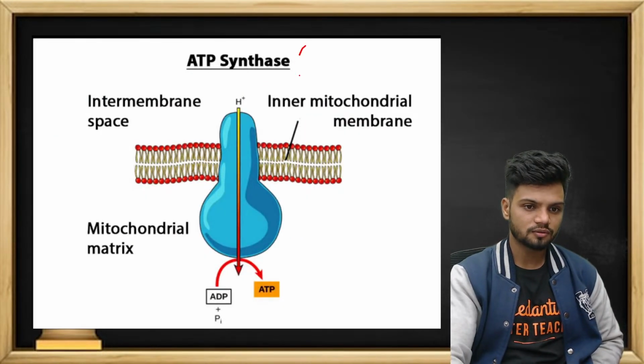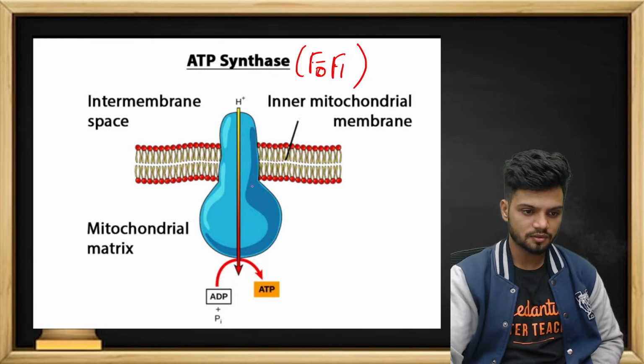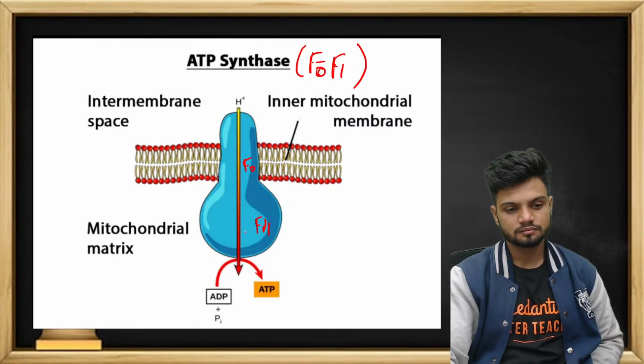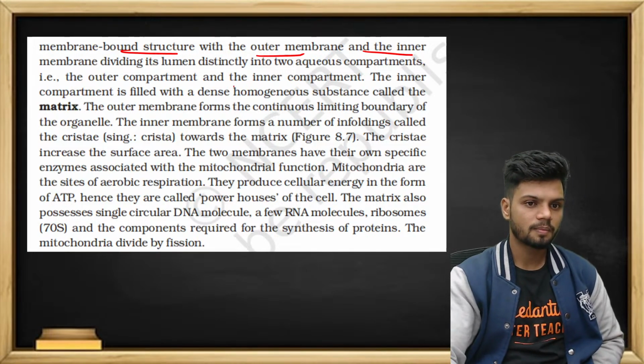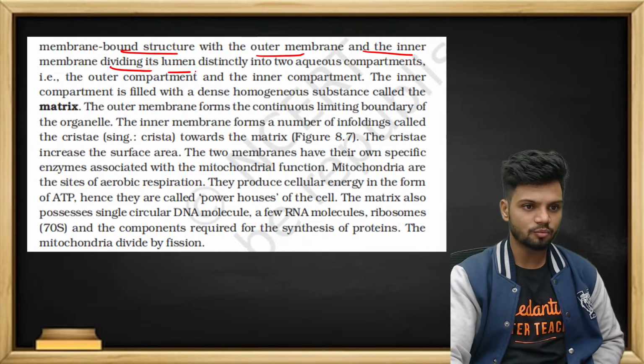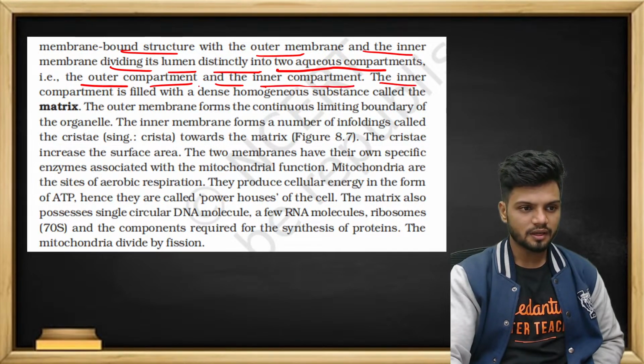This is the structure of the F0 F1 complex. You see, this is F0 and this is F1. See, the outer and inner membrane divide the lumen into two distinct, equal aqueous compartments: outer compartment and inner compartment. The inner compartment is filled with a dense homogeneous substance called the matrix.